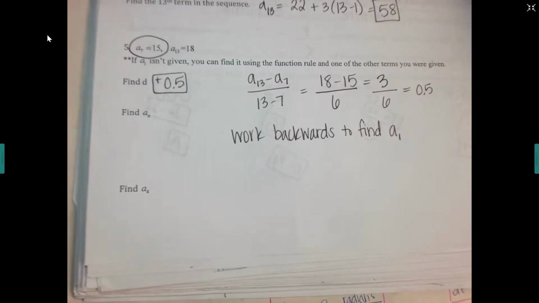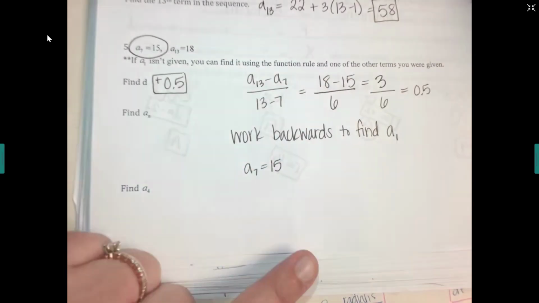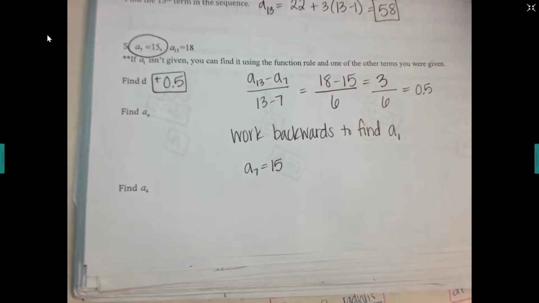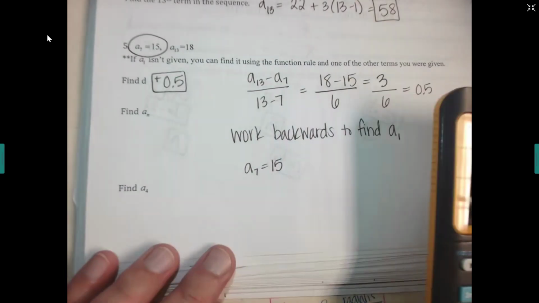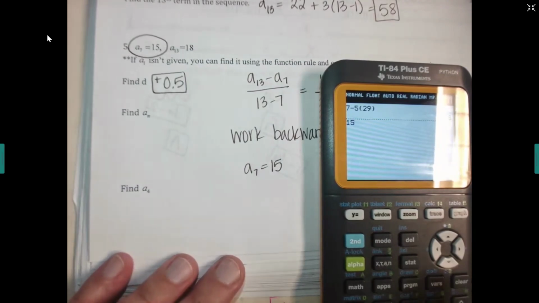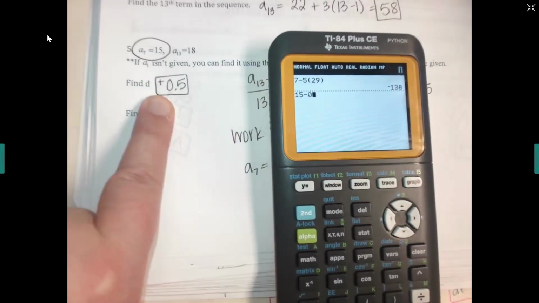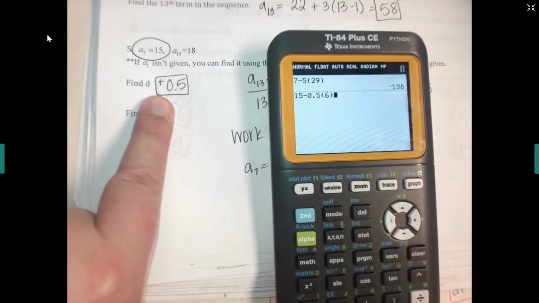So we already know A7, and we know that that's 15. How many backwards am I going to have to go to get back to the first term? I'm on the 7th number, and I want to go back to the first number. 6 times. And we're going to have to reverse the pattern. So in your calculator, type in 15. And then rather than me plusing 0.5 each time, I'm going to minus 0.5 6 times.